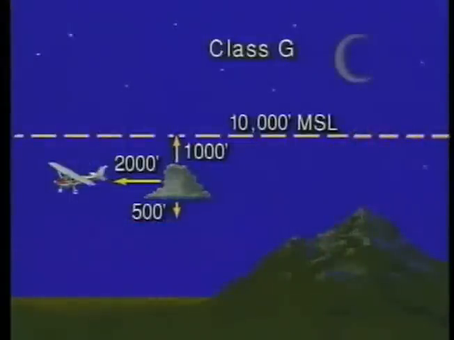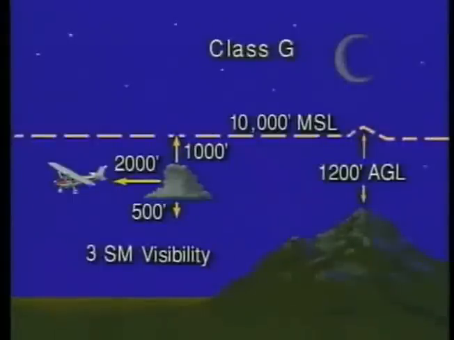At night, in Class G airspace, the same cloud clearance minimums apply, but the visibility increases to 3 statute miles below 10,000 feet MSL. These same minimums also apply to any airspace above 10,000 feet that is within 1,200 feet AGL. There is one exception to these weather minimums in Class G airspace. You may operate an airplane in the traffic pattern at night with a minimum visibility of 1 statute mile. However, you must remain clear of clouds and stay within 1/2 mile of the runway.